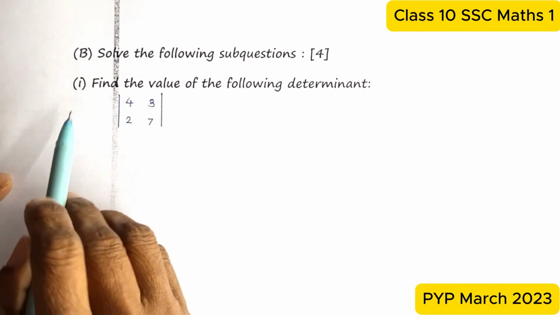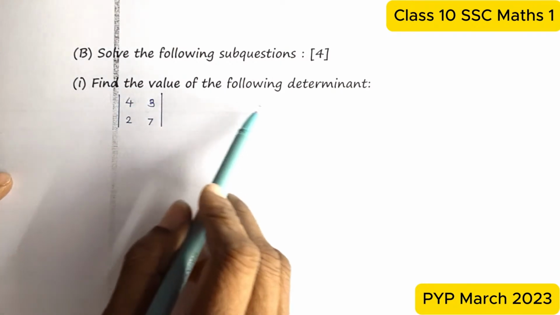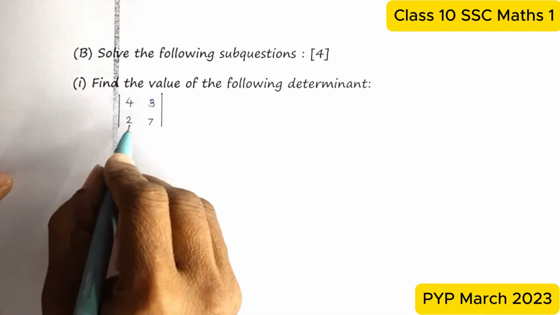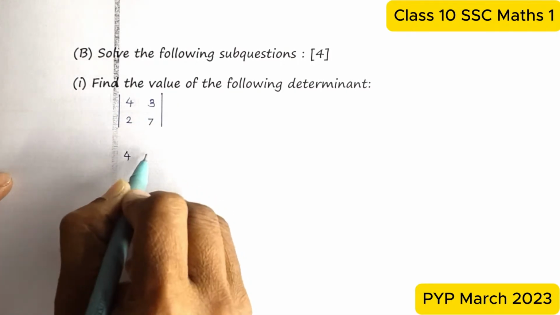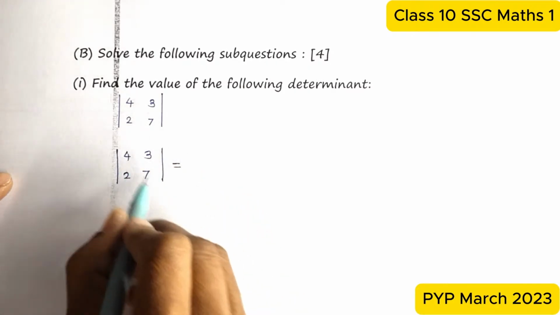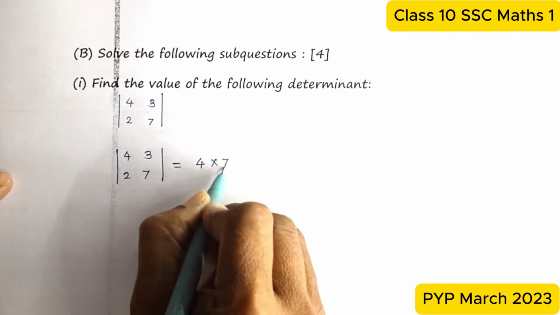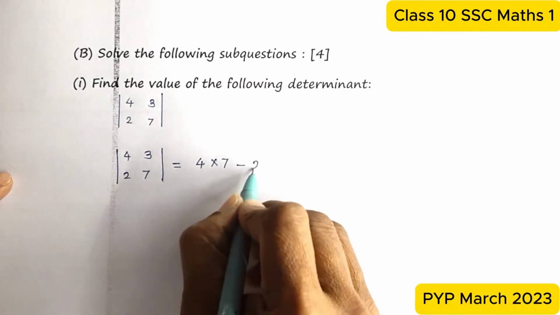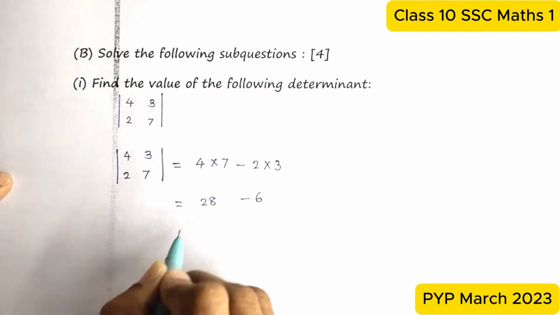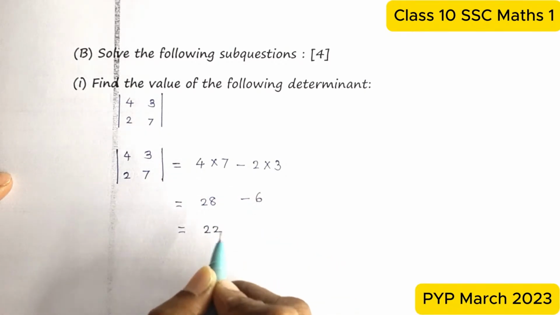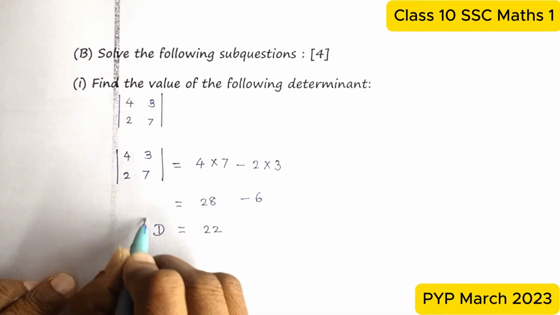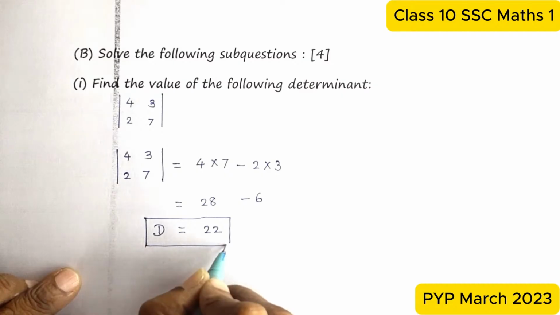Solve the following sub questions. First question, find the value of the following determinant. 4, 3, 2, 7. So now here students, by Cramer's rule, we can find out the determinant. How can we find out the determinant? That is the cross multiplication. 4 multiply 7 minus 2 multiply 3. So that means students here 4 7s are 28 minus 2 3s are 6. So that means students 22 is the answer. Okay, then here you can write also D, that is the determinant.